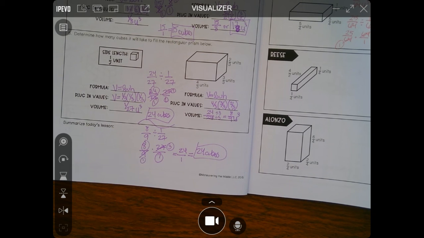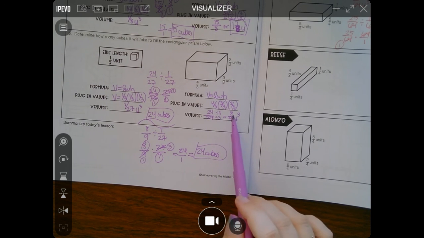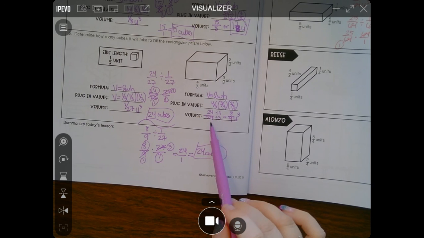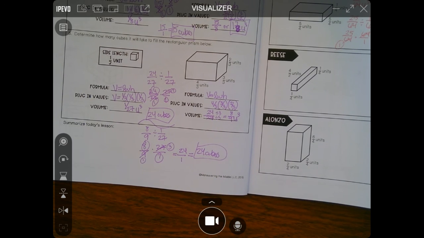And then depending upon your teacher, if they want it fully reduced or not, 8 ninths cubic units or 24 over 27 cubic units for that larger prism. And then how many can fit inside? 24 cubes. Hopefully you guys got that right. If you did, congratulations, my little mathematicians. You are masters at finding the volume of rectangular prisms.